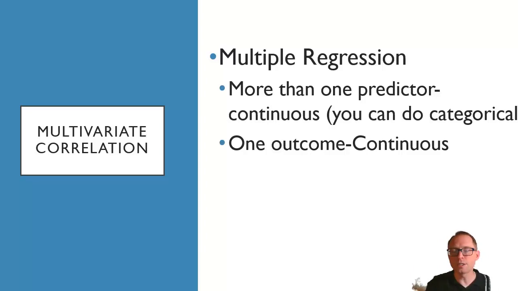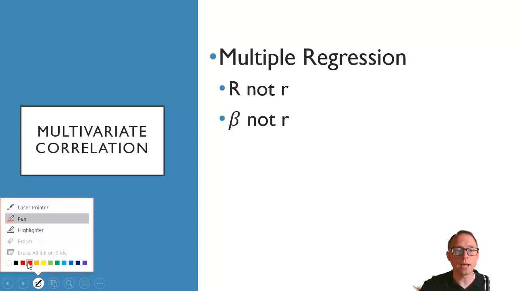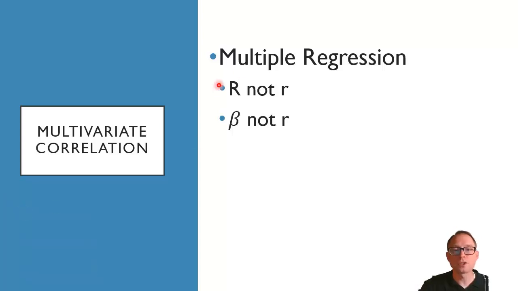So let me give you an example. We're going to do an example. Oh, first I need to give you these terms. In multiple regression, we need to talk about capital R versus lowercase r. A Pearson's R is a lowercase r. That's the statistic you're supposed to use. Multiple regression uses both a capital R and a beta. So this capital R, when you run a multiple regression, which is a specific statistic that you're going to run, you're going to get a capital R and you're going to get a beta.